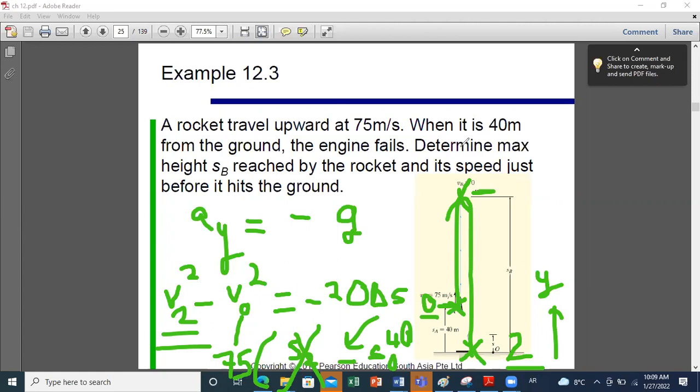And tell me, you will select the positive value or negative value for V2, because this equation will give you V2 squared. So it's for you to select the sign. You will select which sign? Negative. Negative, because I'm moving down. So at this point, I reach the ground with a downward velocity, so the y component of V is negative.